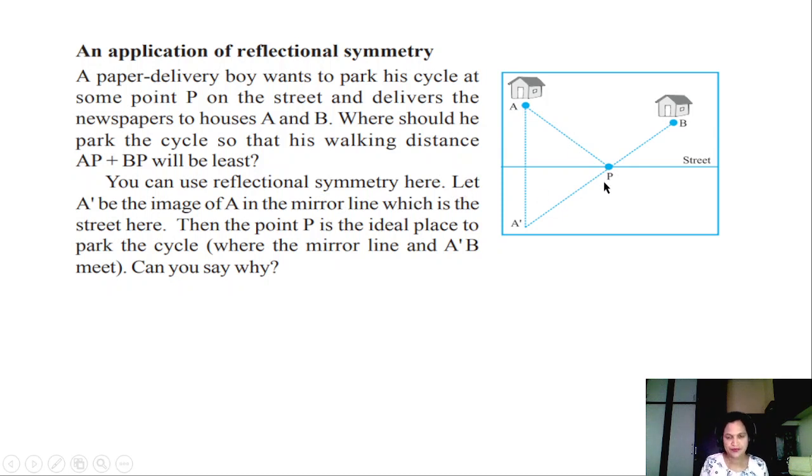Let A dash be here. It is A, it is A dash, which is a straight line here. From here you draw the 180-degree line. This line joins from this point to the B house, and this line cuts the street line at this point P. So at this point he should park the cycle so that he reduces his walking distance, because he has a bicycle and somewhere he has to park. If he parks elsewhere, he has to walk this much distance to this house.